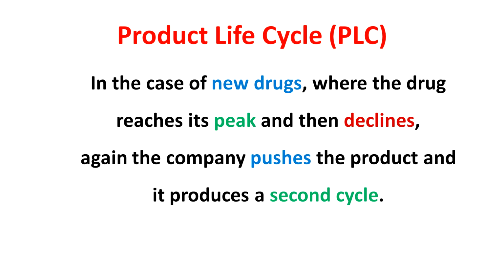Another PLC pattern is found in the case of new drugs, when the drug reaches its peak and then declines. Again, the company pushes the product and it produces a second cycle.